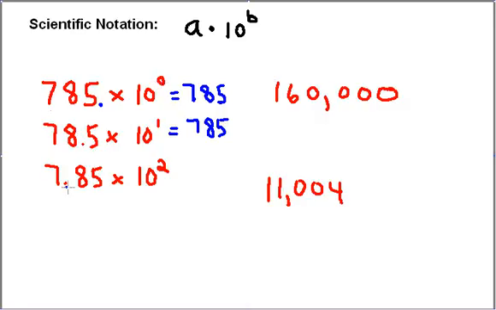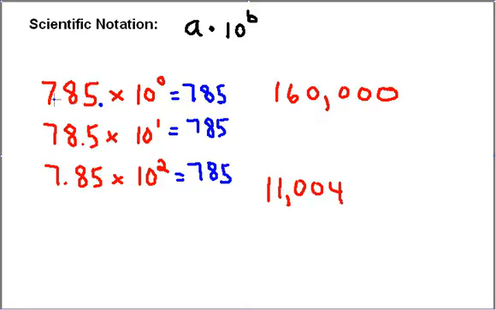So down here, we move the decimal place 2 times to the left. We then are going to multiply by 2 more than the 0, which means 10 to the second power. 10 to the second power is the same thing as 100. So what is 7.85 times 100? Well, it also is 785. So we have shown that there are at least 3 different ways that we can write the number 785.